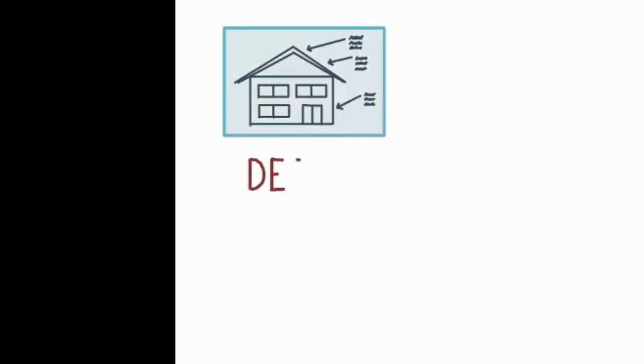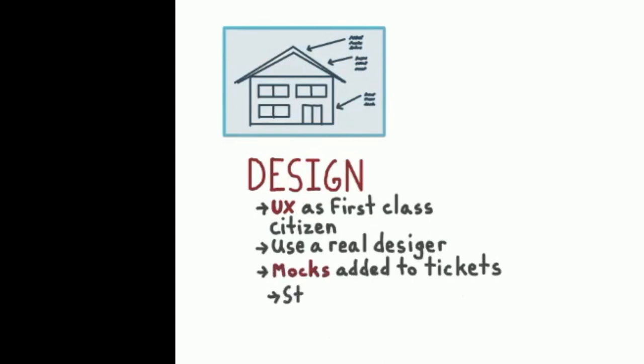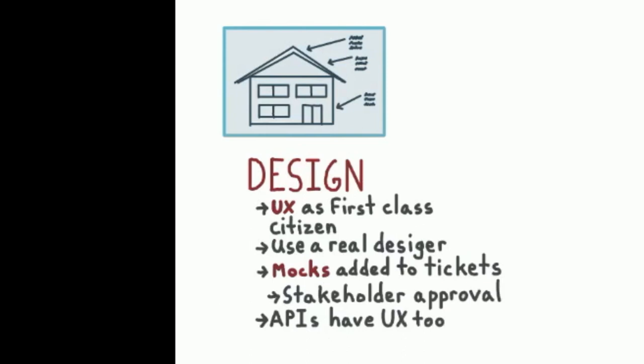We treat user experience as a first-class citizen, which means we try to use a real designer whenever we can. We add high-definition mocks to the tickets if there are any visual components, and if the ticket is an API, we give examples of calling the API, such as a curl command. We try to get stakeholder approval on the mocks before we start work on tickets when possible.